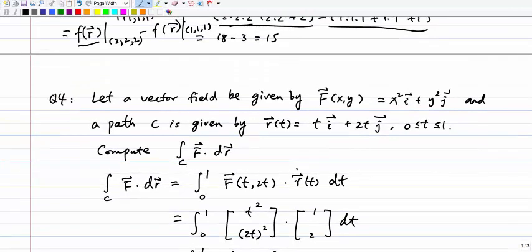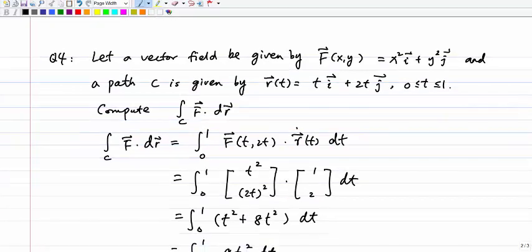Question number 4 says, let a vector field be given by this vector field, and a path is given by this, a path starting from 0 to 1. This defines a path. I want to calculate the line integral. Okay, this is the typical line integral problem.